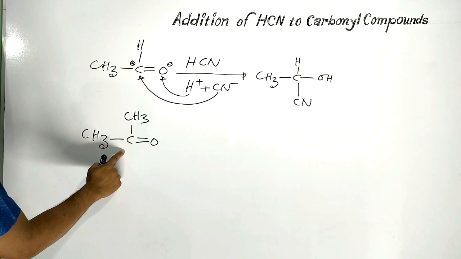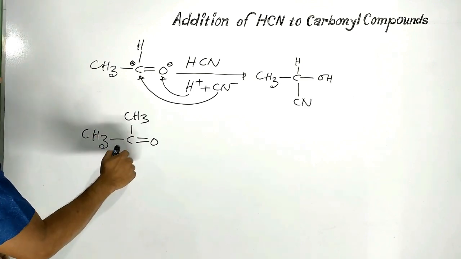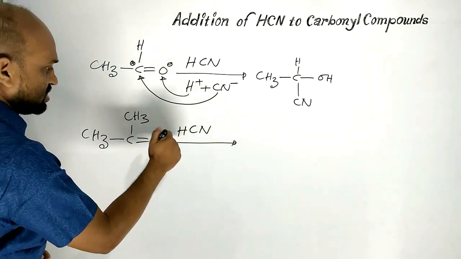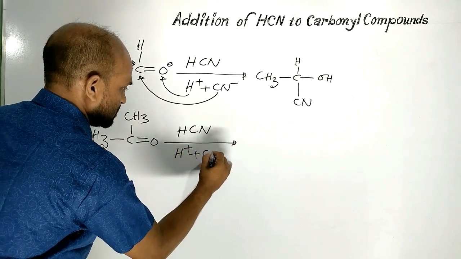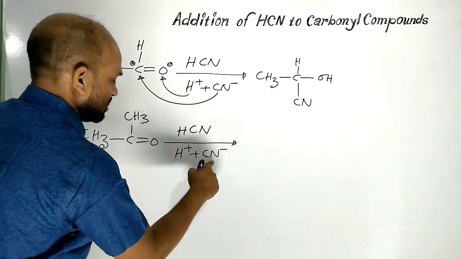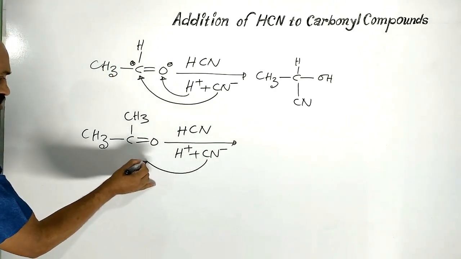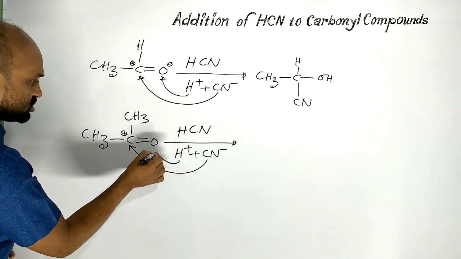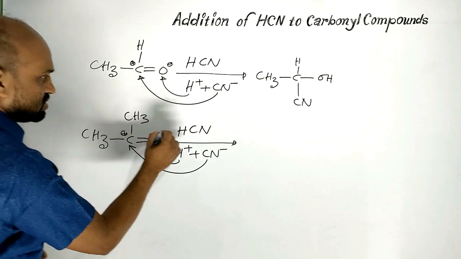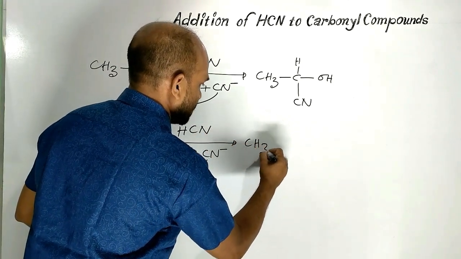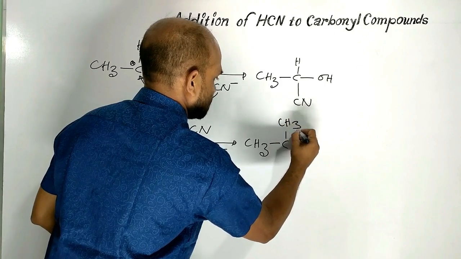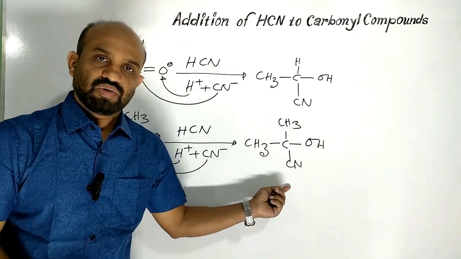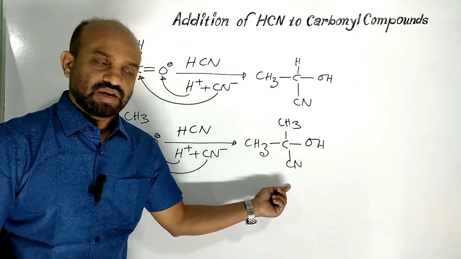Again, this is propanone or dimethyl ketone. Hydrocyanic acid produces proton and cyanide ion. Cyanide ion combines with positively charged carbon. Proton combines with negatively charged oxygen. As a result, this is obtained, propanone cyanohydrin.